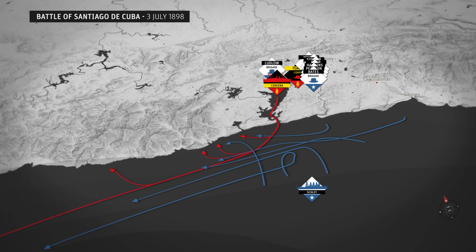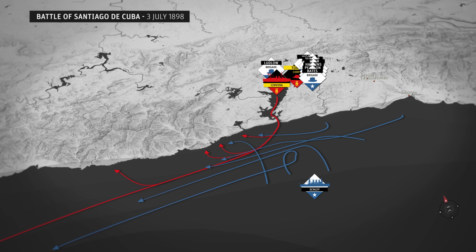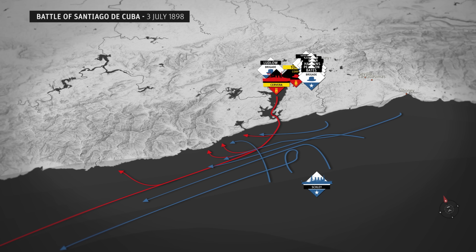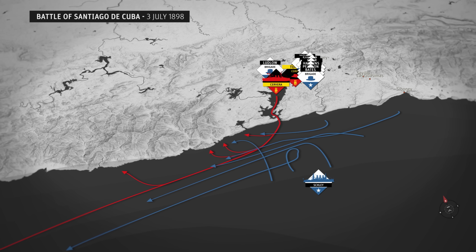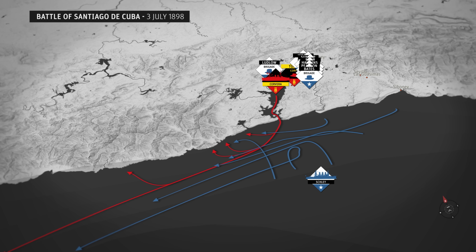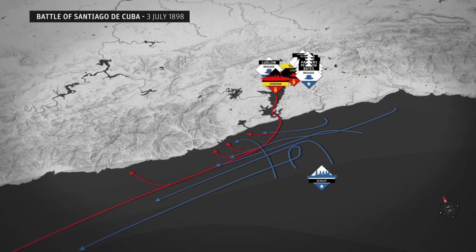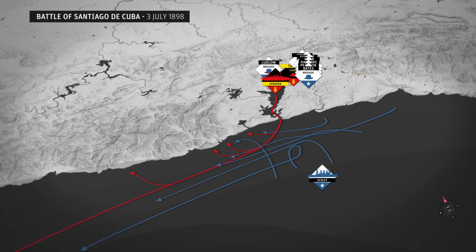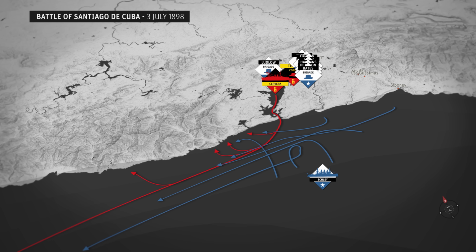On the 17th, Santiago surrendered after a short siege, although the Americans banned the Cuban rebels from attending the surrender ceremony at Spanish request. The war in Cuba was over. It cost 385 American and 800 Spanish lives in combat, and about 5,000 Americans would eventually die from disease.